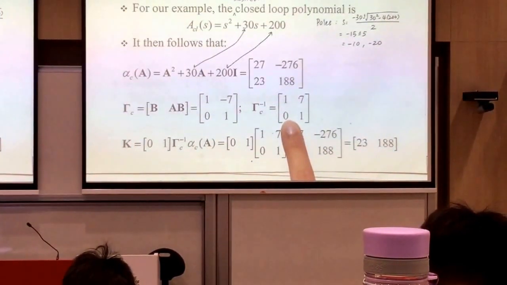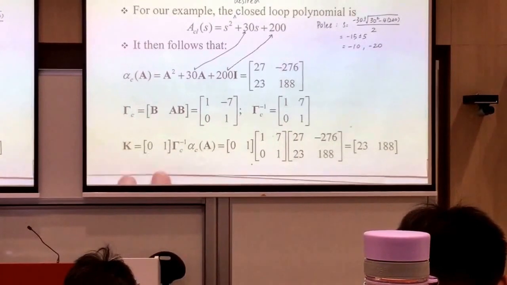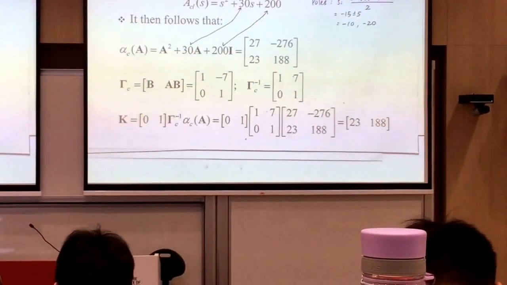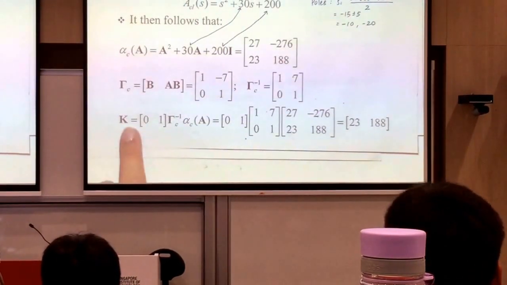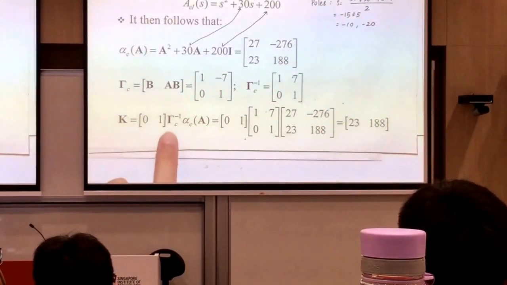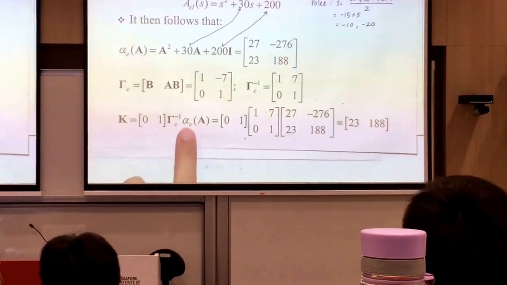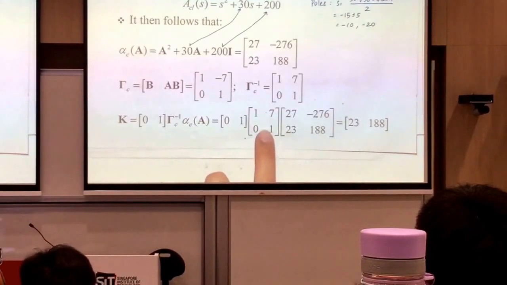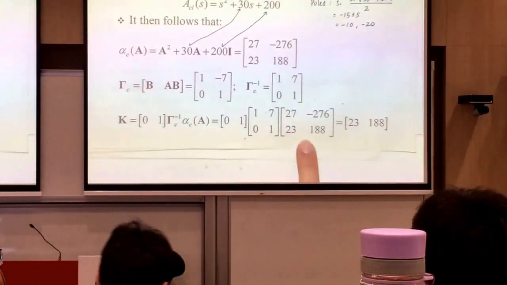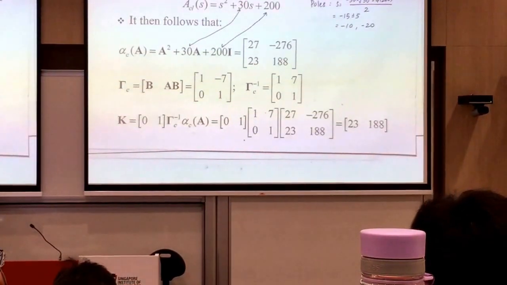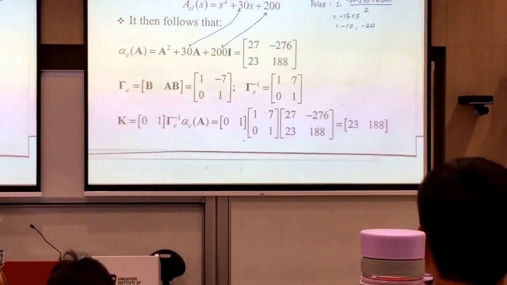Okay? Alright? So by Ackermann's formula, we say that we can calculate the state feedback constant gain vector K using this formula. Second order, 0, 1, inverse of controllability matrix times alpha C bracket A. Okay, so 0, 1. Gamma C inverse is this. Alpha C bracket A is this. You can compute when it's rewriting.